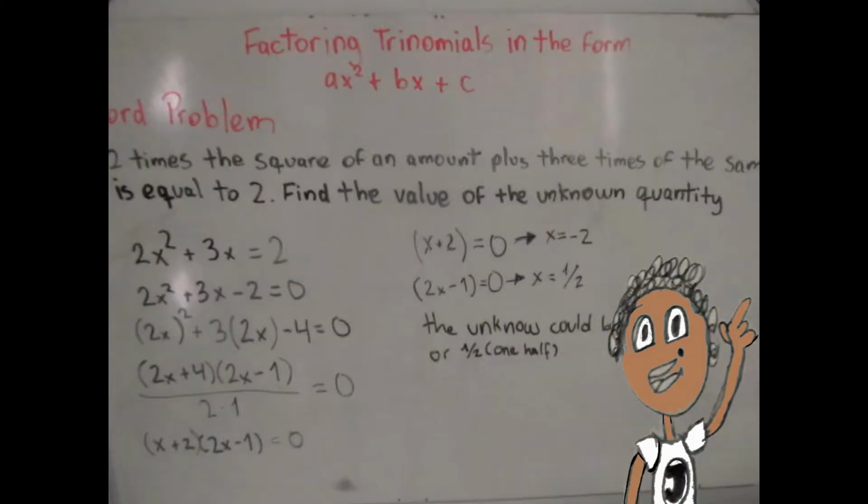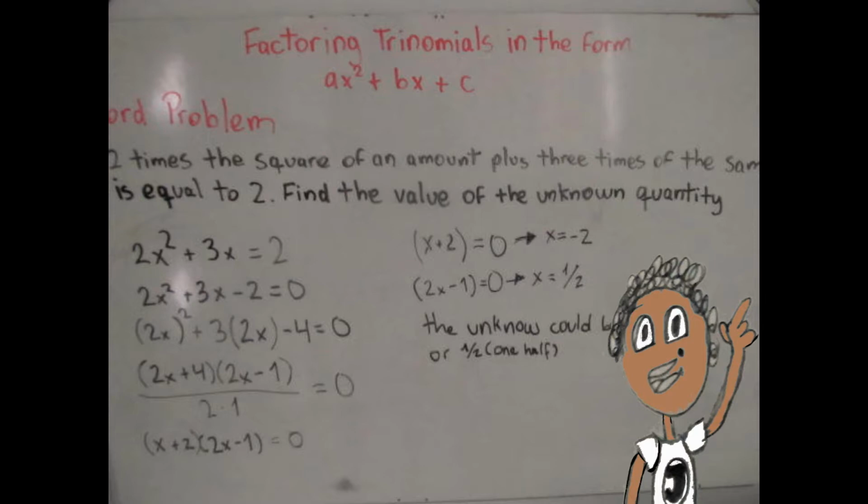Now let's go with the word problem, factoring trinomials in the form ax squared plus bx plus c. So the problem is: 2 times the square of an amount plus 3 times the same is equal to 2. Find the value of the unknown quantity. So according to the problem, we have the operation 2x squared plus 3x, that is equal to 2.